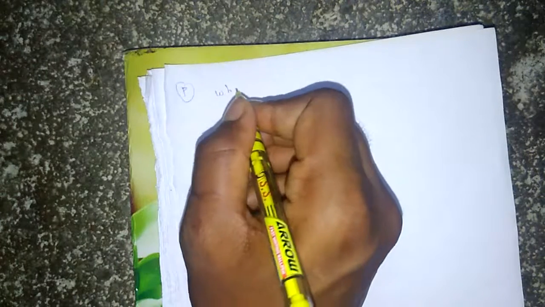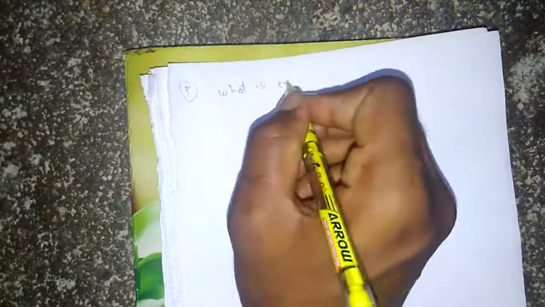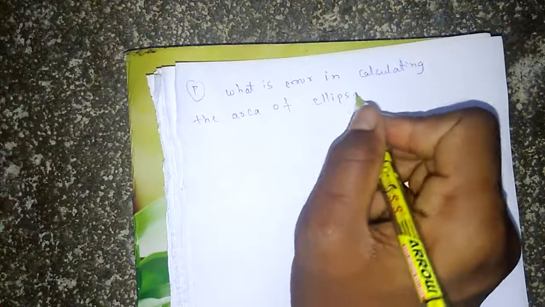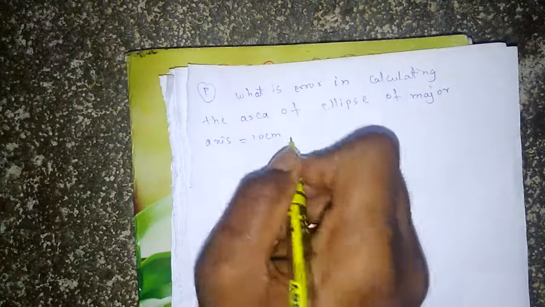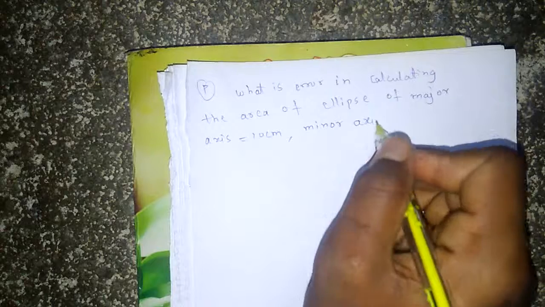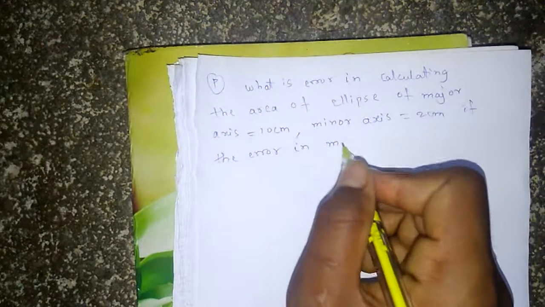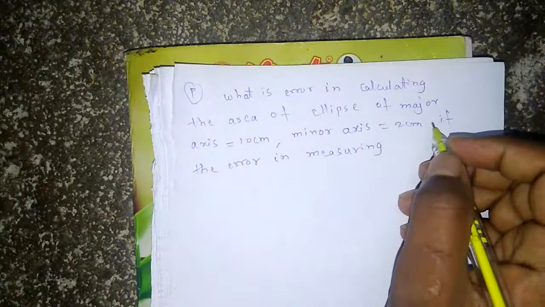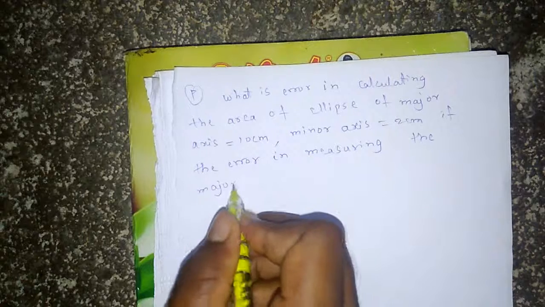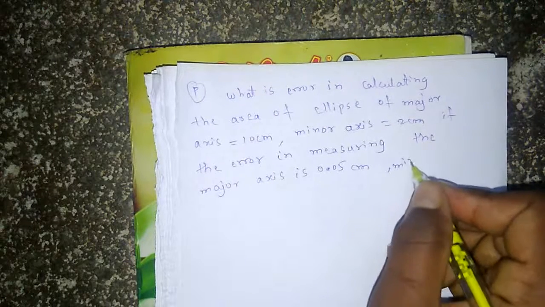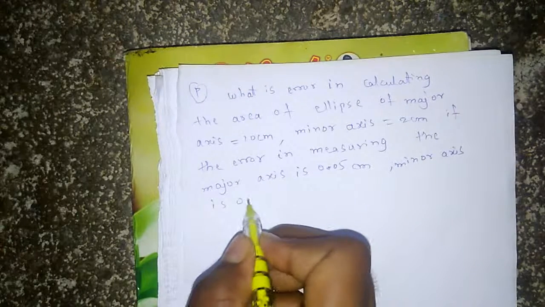Our next problem is, what is the error in calculating the area of the ellipse of major axis is equal to 10 centimeter, minor axis is equal to 2 centimeter, if the error in measuring the major axis is 0.05 centimeter and the minor axis is 0.01 centimeter.